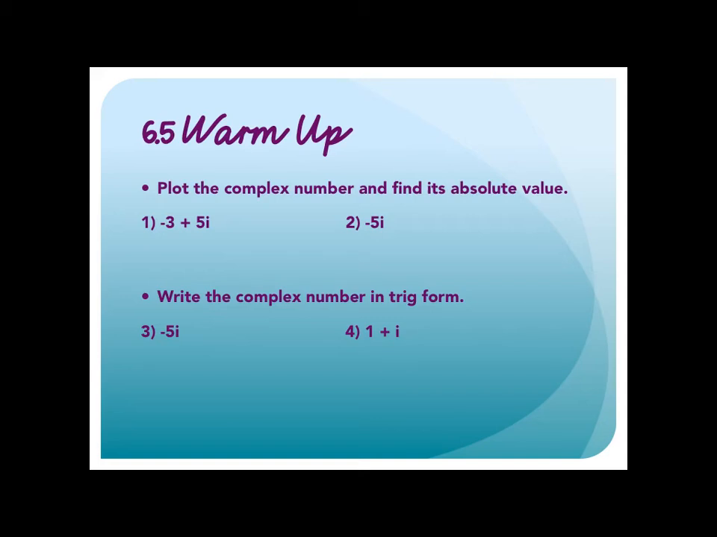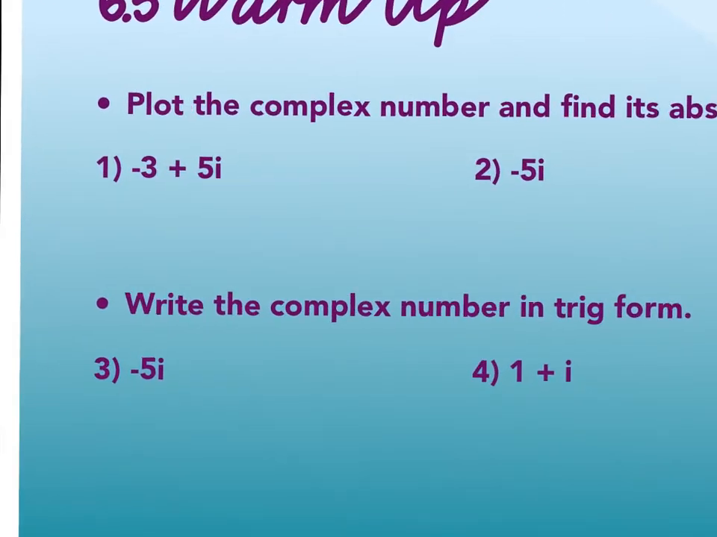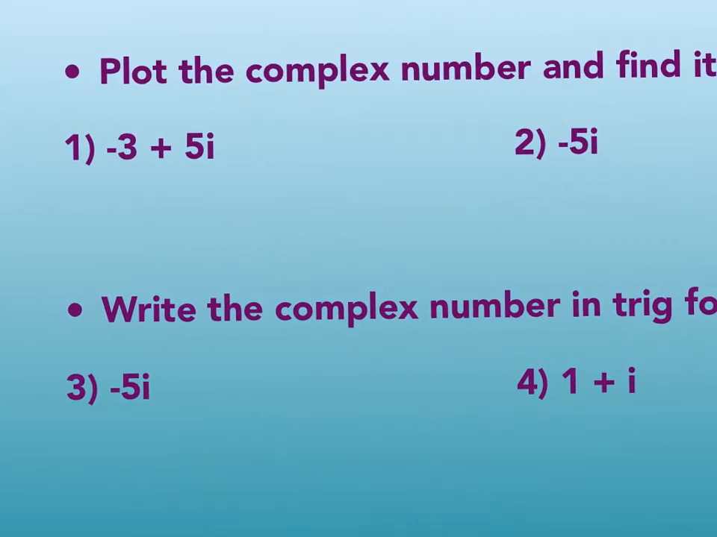This was 6-5, right? We basically talked about two major things: plotting the complex number and then finding its absolute value, and then converting from a complex number into trig form. So for -3 + 5i, if I were to plot it, that'd be -3, so back 3, and then up 5, 1, 2, 3, 4, 5. Make sure it's a dot and not a line. This is a point, okay?